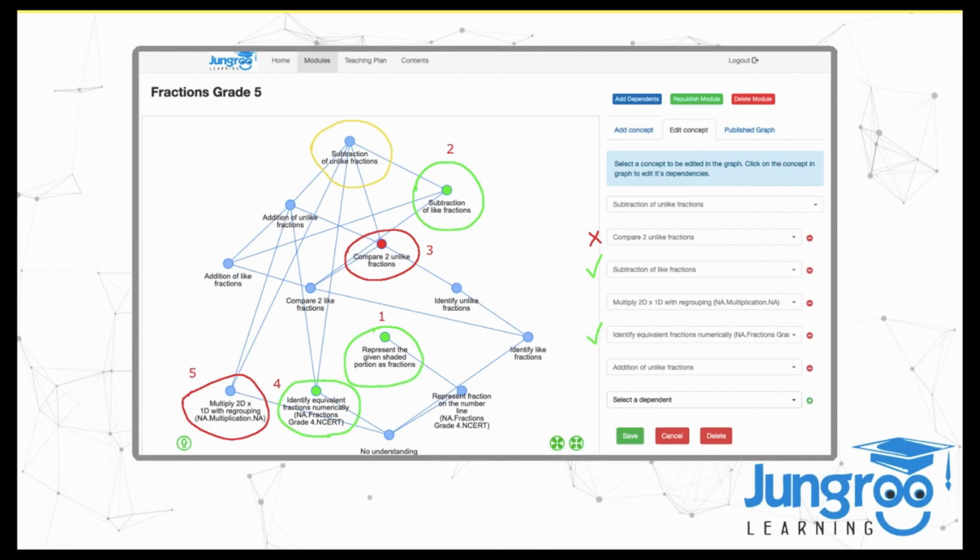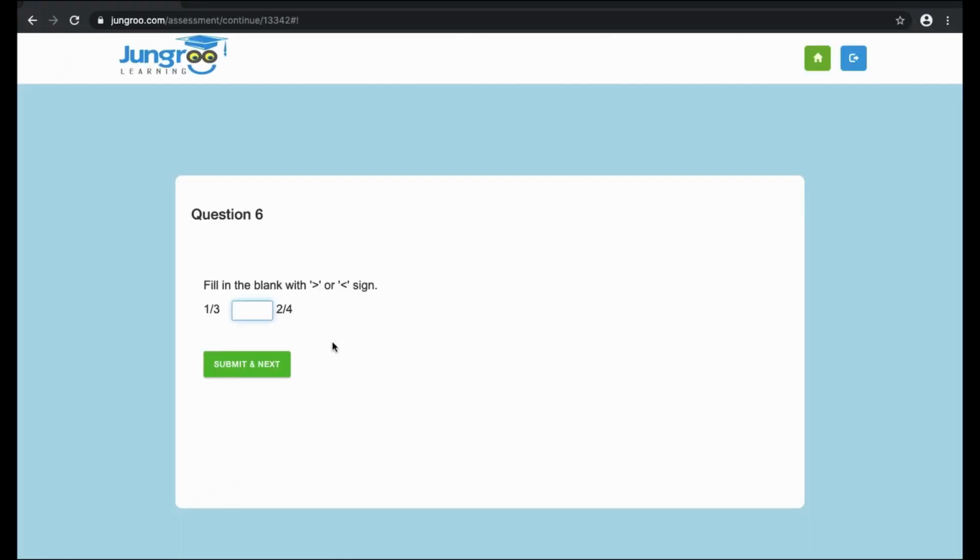Let us understand why. Professor Pi was observing Namratha's performance until now. She has answered all the questions correctly, except the question from the concept comparison of unlike fractions. Professor wants to find out if Namratha doesn't know that particular concept, or did she make a careless error in computing. So, Professor Pi decides to pose one more question from the same concept, comparison of unlike fractions, to test his hypothesis. Hence, the sixth question was from this concept. Let's go back to the assessment screen to find out what happens next.